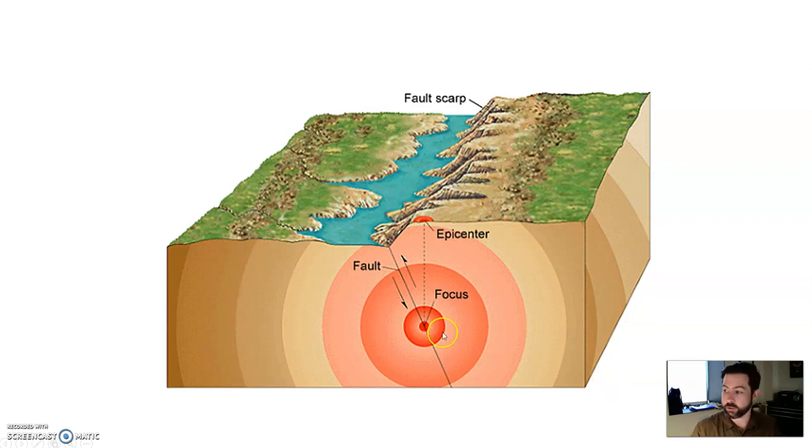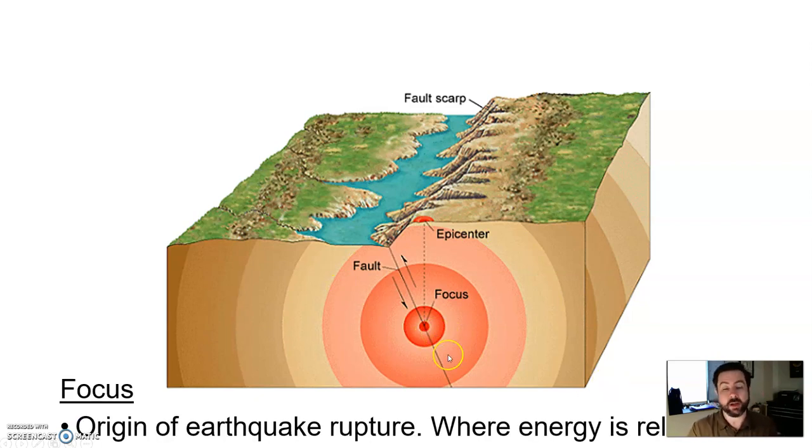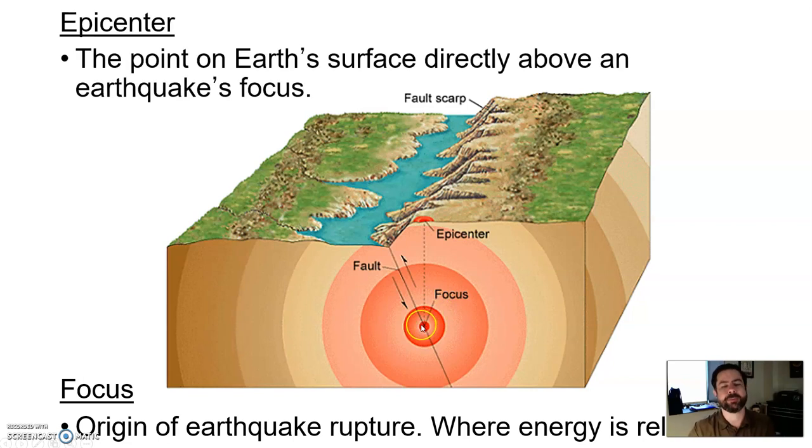Where an earthquake occurs is called the focus of the earthquake. It's the origin of the earthquake rupture, and that's where the energy is released. Remember, they happen along a fault with a break and movement. So it's not just a break, it's a break and movement, whether that's at a plate boundary or away from a plate boundary. So the focus of the earthquake, that's where the earthquake originates from, where the rupture occurs, where the energy is released.